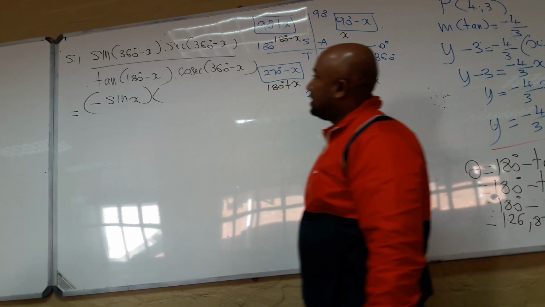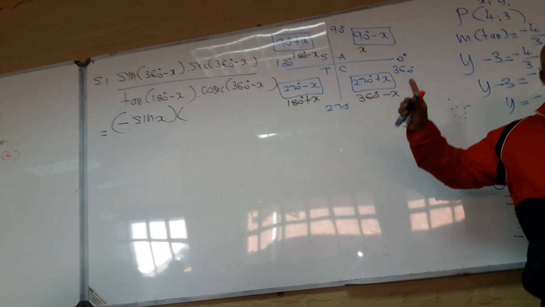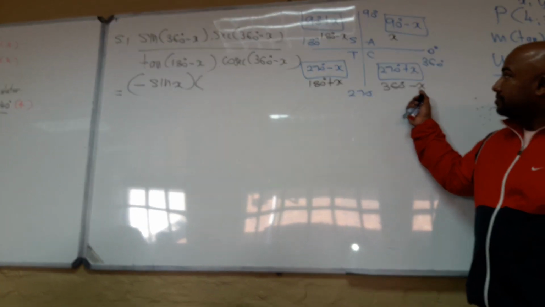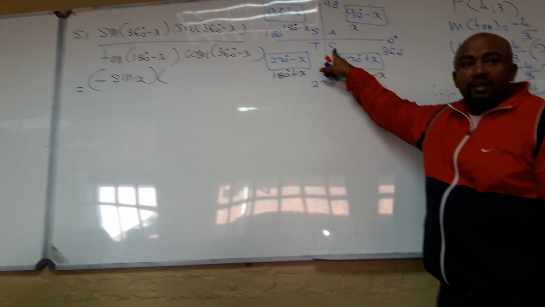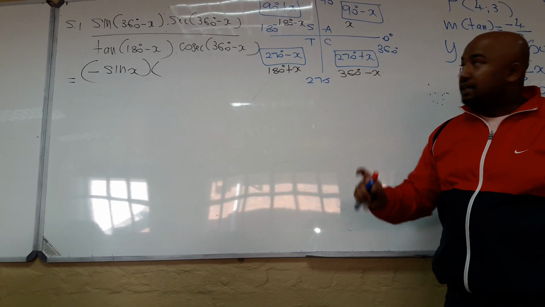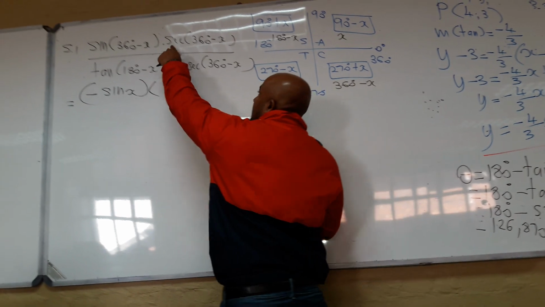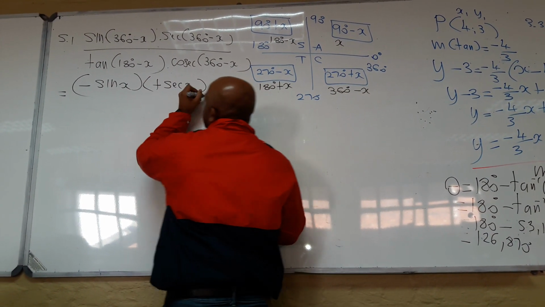What about sec of 360 degrees minus x? Now exactly what I was talking about. You are at the fourth quadrant. C stands for cos or cosine, and 1 divided by cos, which is sec. That means cos and sec are positive. You have sec, so it will be a positive sec of x.